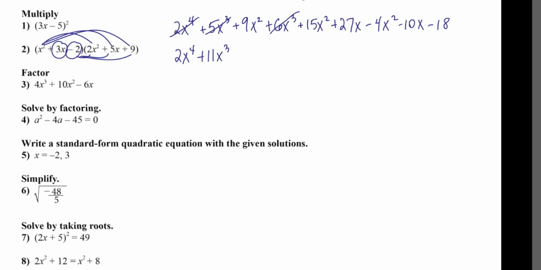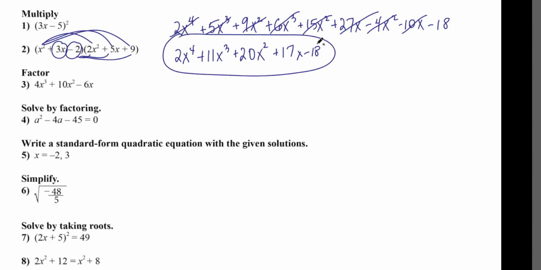Done with that. What about this one? X squared. I got 3x squareds, don't I? So 9 and 15, that's 24. Minus 4 is 20. Check my arithmetic, make sure I'm doing this right. They're all x squareds, so I got that. What else? Just the x's. 27x minus 10x is 17x. Done with those. And then minus 18. And there you go. A little lengthy, a little tedious, but it wasn't that hard. Just distributive property.